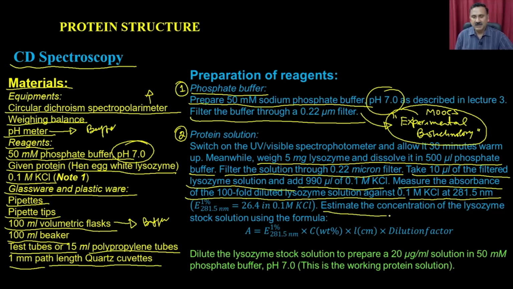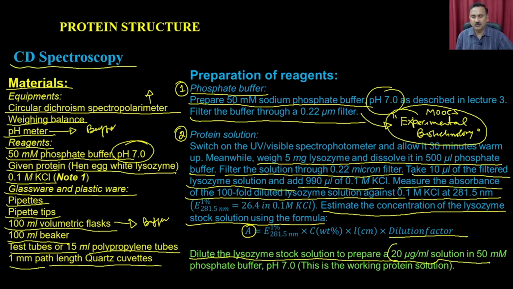So you can estimate the concentration of the lysozyme stock solution using the formula: absorbance is equal to extinction coefficient times C, times the path length, times the dilution factor, right? So you can dilute the lysozyme stock solution to prepare a 20 microgram per ml solution in a 50 millimolar phosphate buffer solution, okay, because this is the working protein solution.